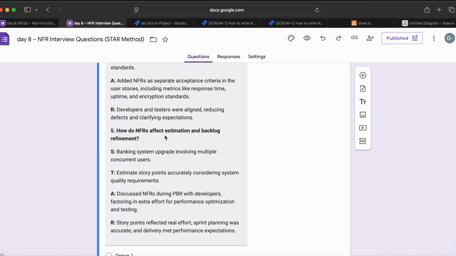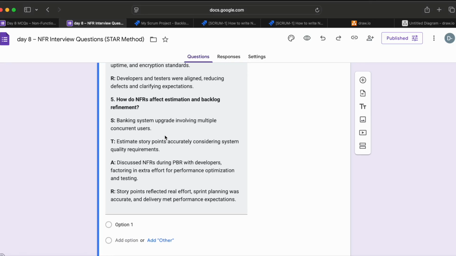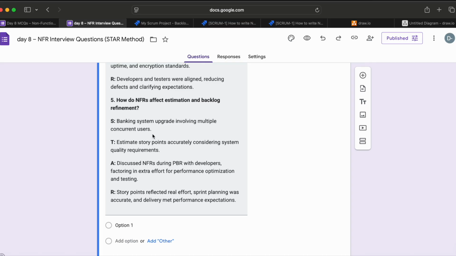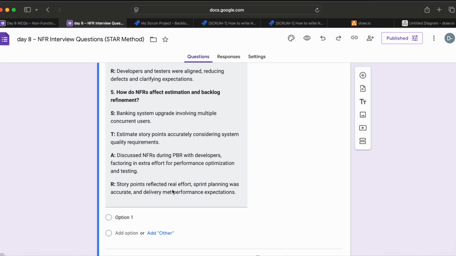Okay, so the last question: how do non-functional requirements affect estimation and backlog refinement? So, a banking system upgrade involving multiple concurrent users, so estimate story points accurately considering system quality requirements. You can mention something like that. Discuss non-functional requirements during PBR with developers or document in the user story. Factor in extra effort for performance optimization and testing. So story points reflected real effort, sprint planning was accurate, and delivery met performance expectations.